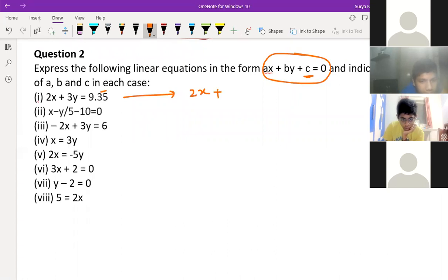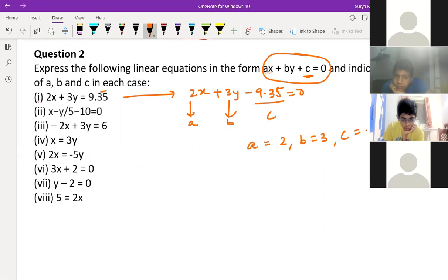So this one you can write as 2x plus 3y minus 9.35 is equal to 0, right? Now this is a, this is b, and this one is c. So a is equal to 2, b is equal to 3, and c is equal to minus 9.35. Is it clear, children, or not? Yes, sir. Could you explain the second one? Yeah, I'll explain everything, one by one.